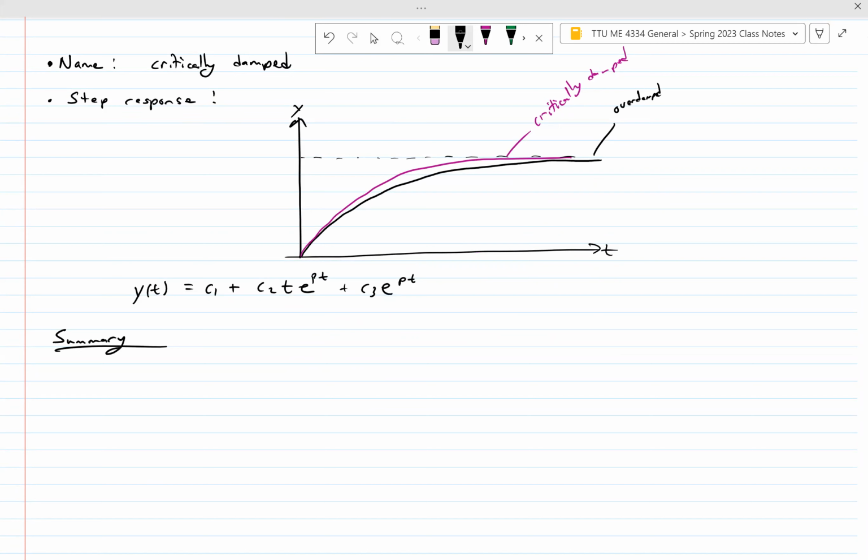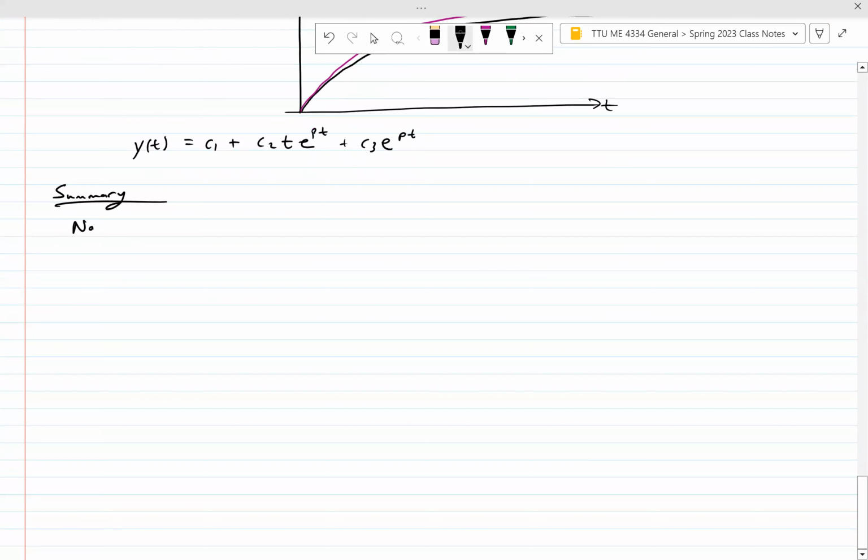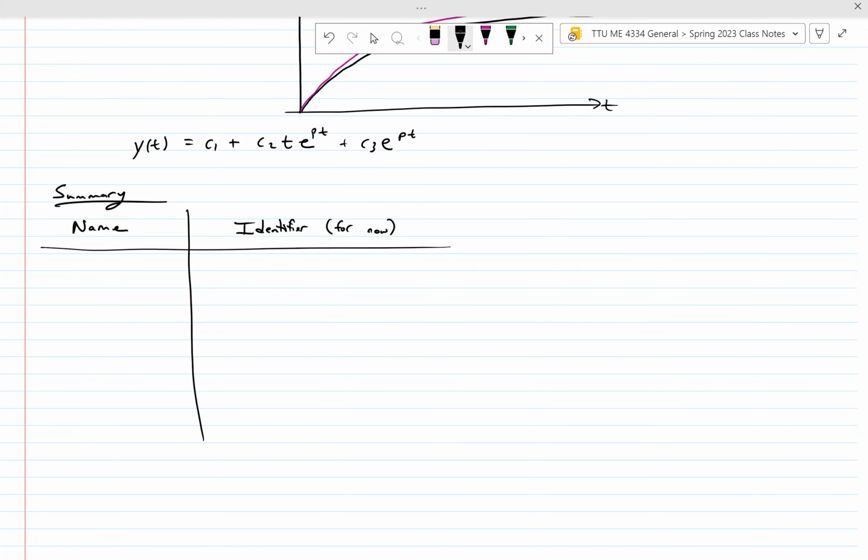So let's just summarize all this up here, and we'll do a couple examples, and that'll be it for today. So name, and then I'm going to say our identifier for now, even though this will change by the next class. You guys should be able to see a pattern with our poles as it relates to these different types here. So we had undamped, underdamped, critically damped, and overdamped.